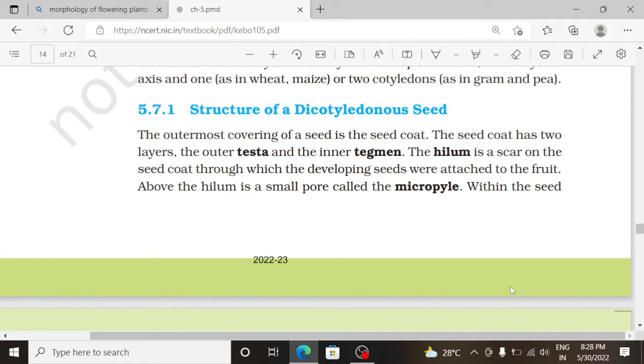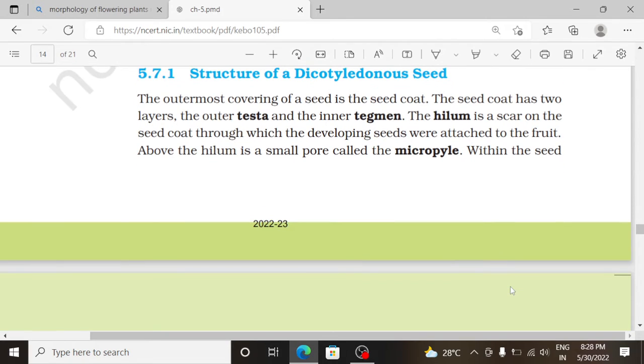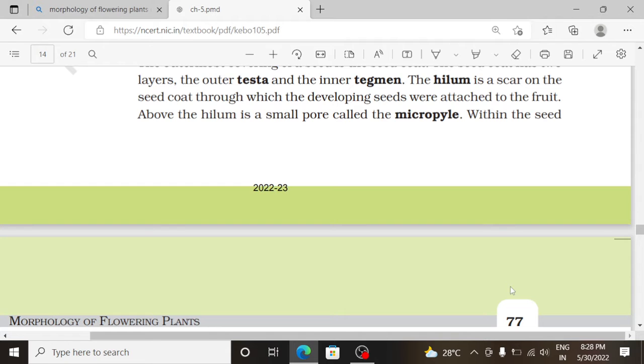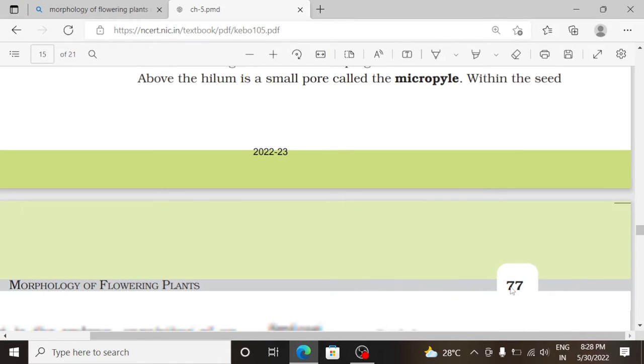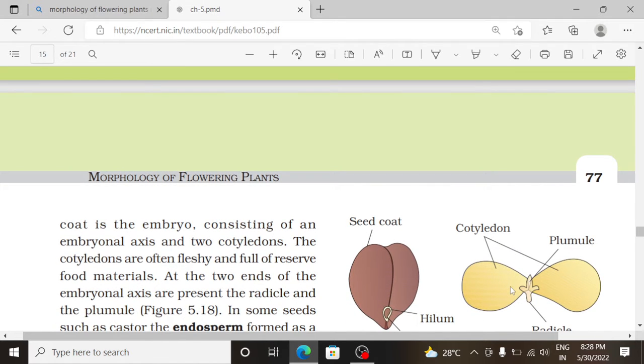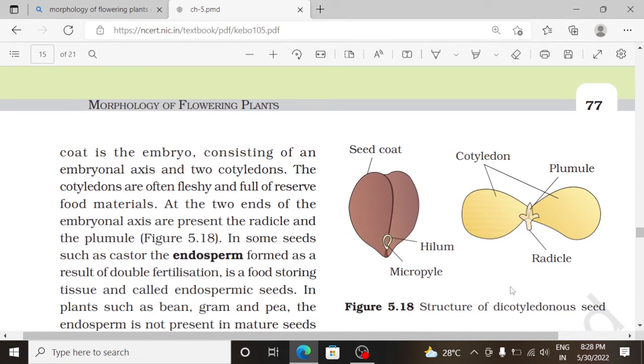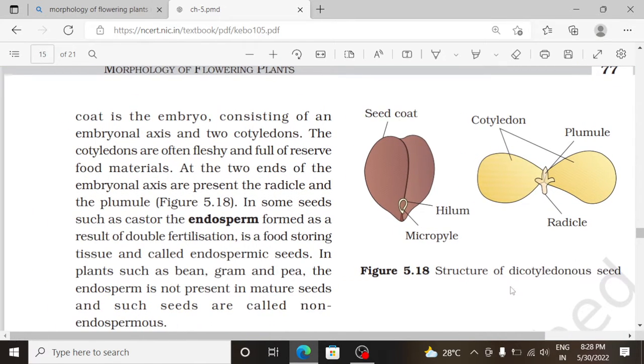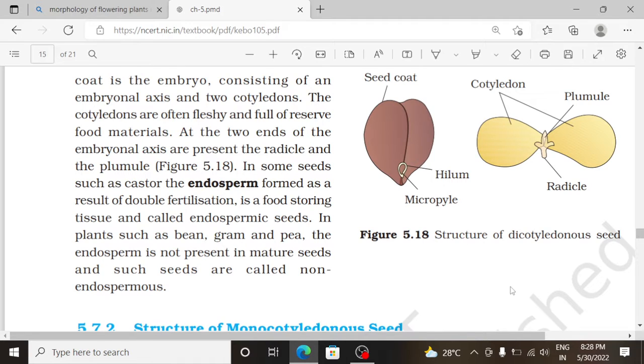The outermost covering of a seed is the seed coat. The seed coat has two layers, the outer testa and the inner tegmen. The hilum is a scar on the seed coat through which the developing seed was attached to the fruit. Above the hilum is a small pore called the micropyle. Within the seed coat is the embryo, consisting of an embryonal axis and two cotyledons. The cotyledons are often fleshy and full of reserve food materials. At the two ends of the embryonal axis are present the radicle and the plumule.